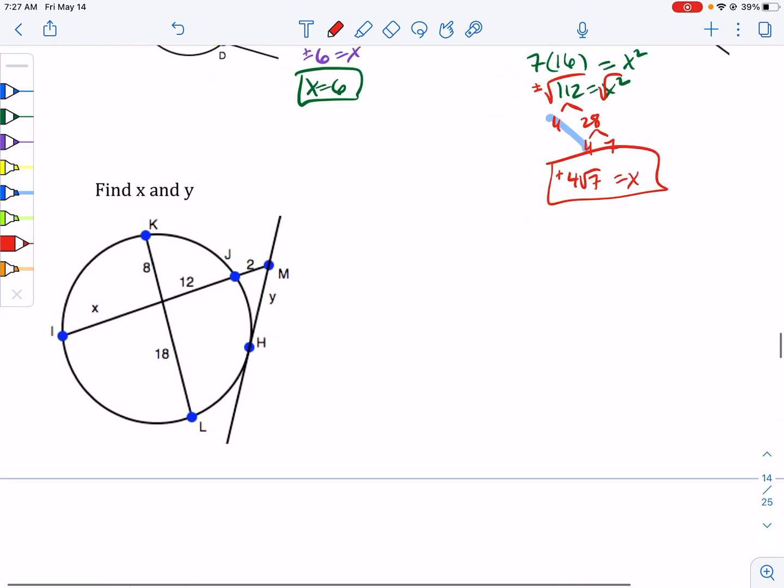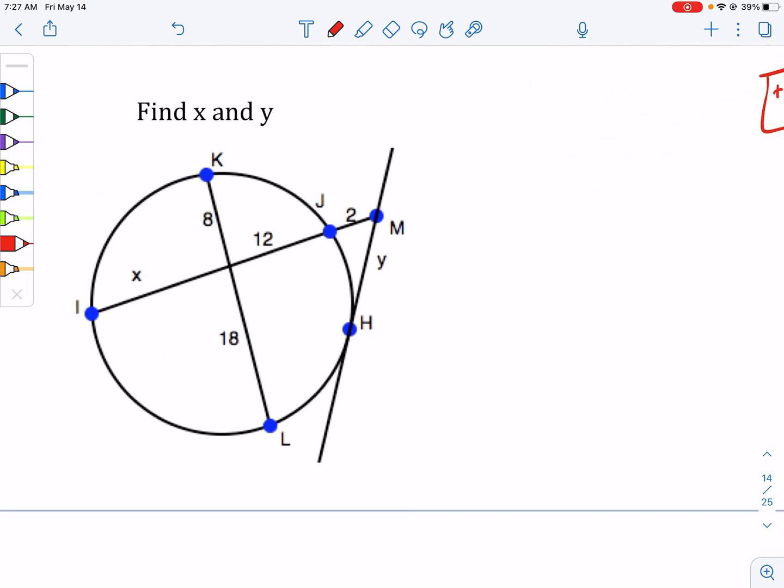So we want to be able to find x and y, so we have a combination of pieces of information here. So notice we've got some chords that are intersecting on the interior. And then we have this one's a secant, this one's a tangent that are intersecting on the exterior.